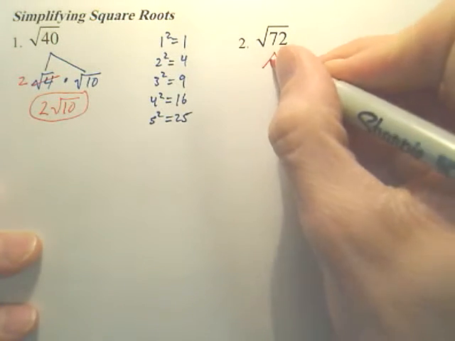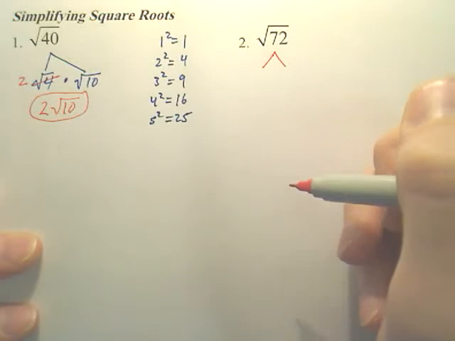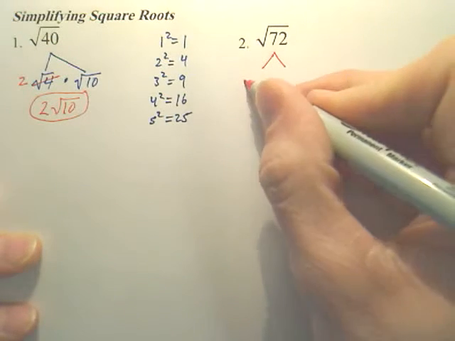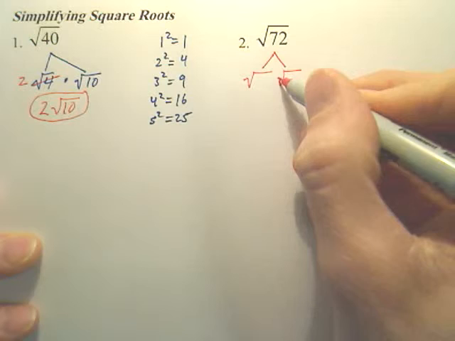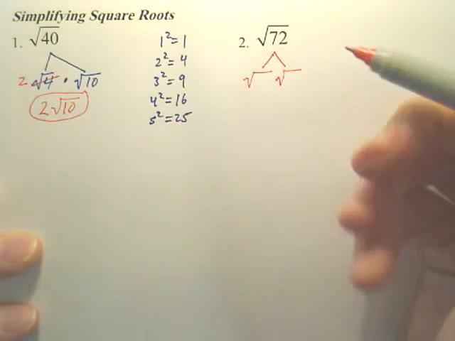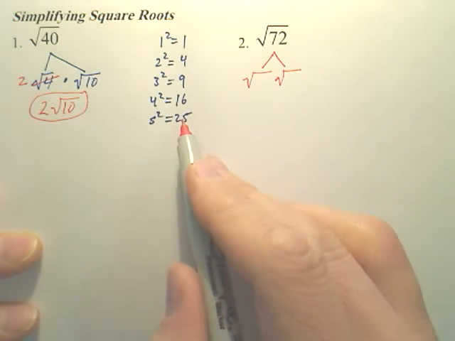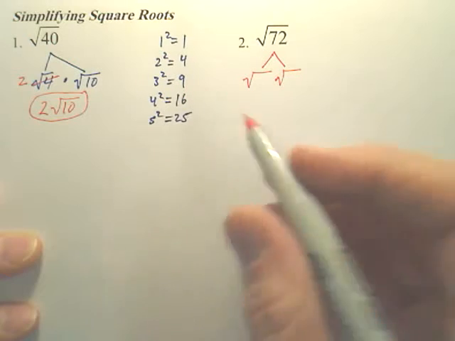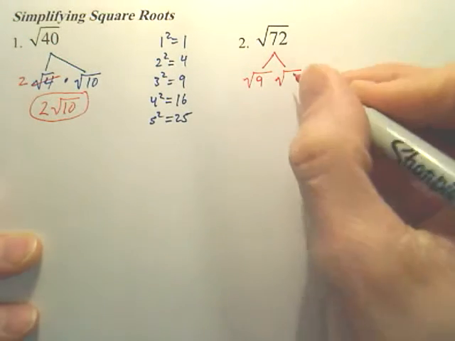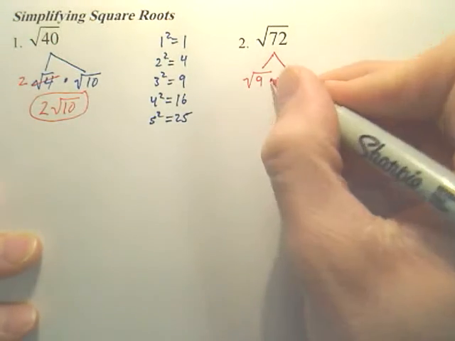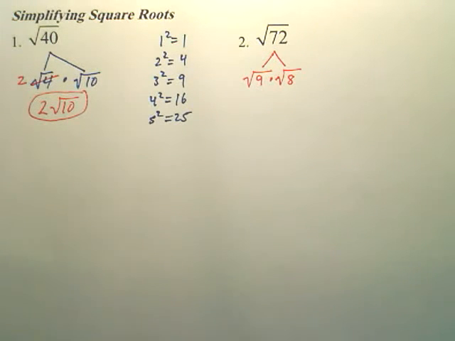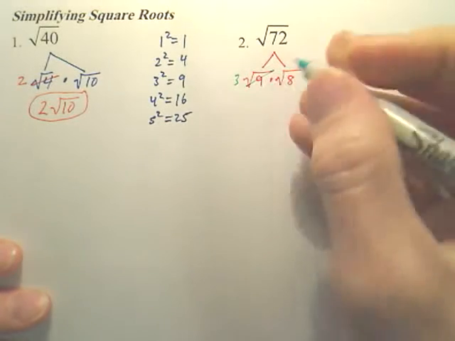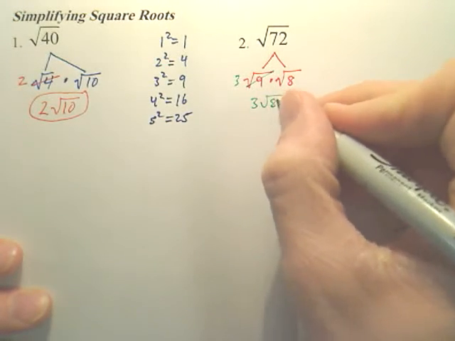Alright, this one. If I want to break down the square root of 72, I look at all these. Do I have one of these that go into it? And what you notice is, oh, 9. This is 9 times 8. Cool. Break down 72 to 9 times 8. And the square root of 9 is 3, so we have 3 square root 8.